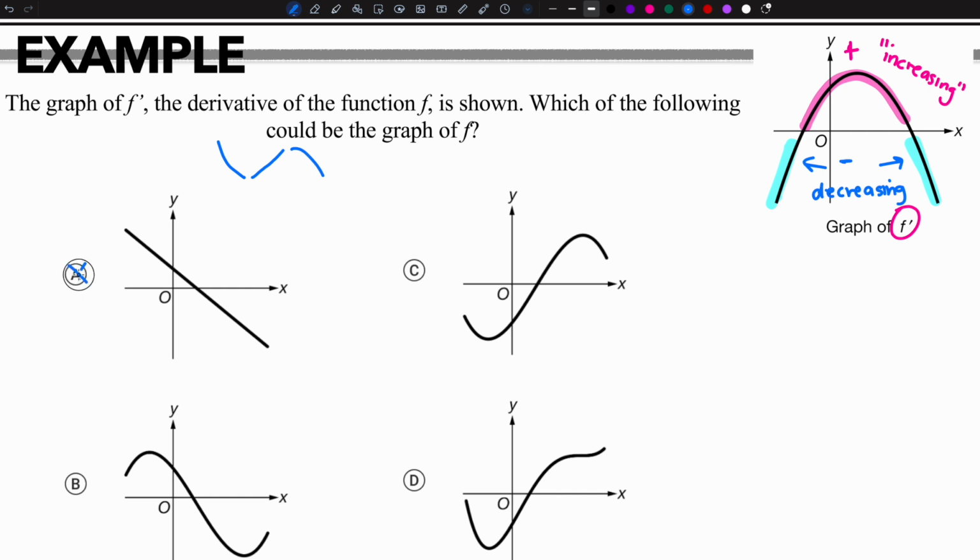It cannot be A because it's just decreasing. B starts out increasing, so it cannot be B. C, it is decreasing, and then it's increasing, and then it's decreasing. So I believe it's C, but let's go ahead and check D. It is decreasing, it is increasing, but then it's increasing again, so it cannot be D.